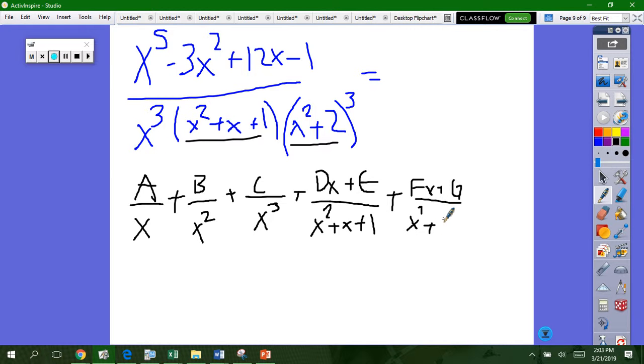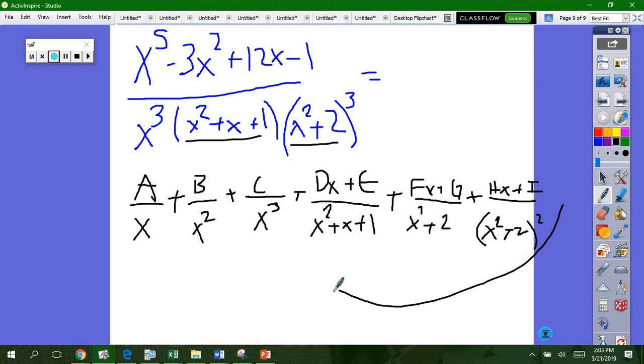x squared plus 2, plus hx plus i over x squared plus 2 squared, plus jx plus k over x squared plus 2 cubed.